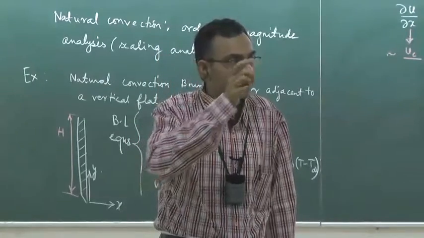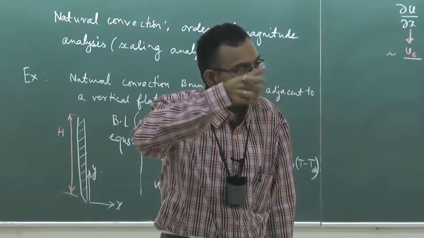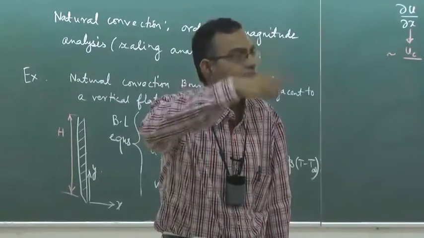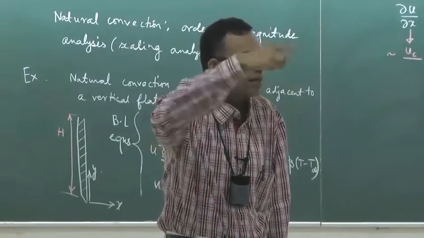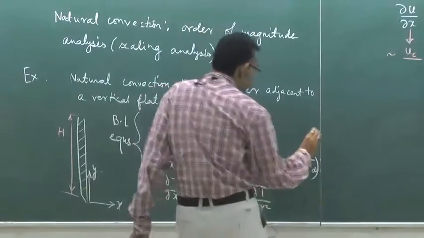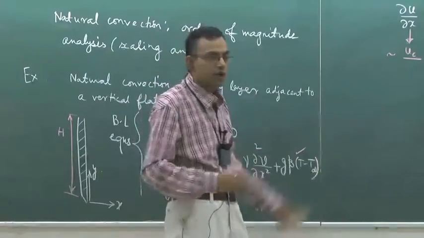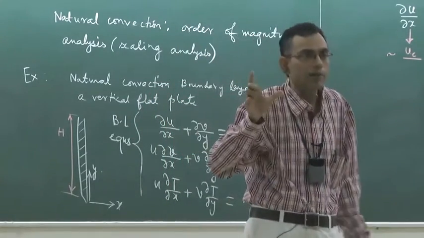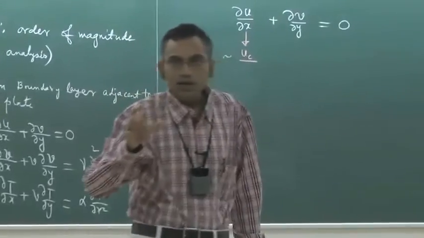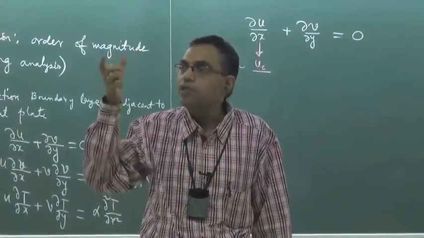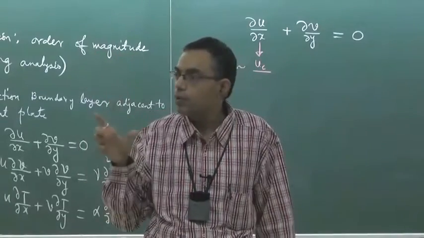The reason is that temperature gradients exist only within the thermal boundary layer, and that temperature gradient is actually driving the flow. It is T minus T infinity. So, if you look at this source term, this is T minus T infinity. So, T is different from T infinity only within the thermal boundary layer. So, the important body force in the momentum equation comes into the picture only within the thermal boundary layer.